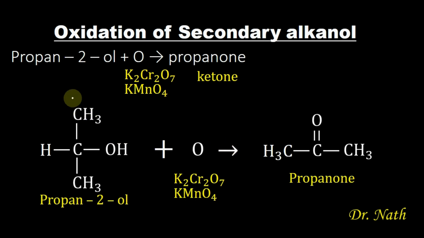So structurally, this is the structure of propan-2-ol. It's a typical example of a secondary alkanol. So when this compound reacts with oxygen supplied by either of these two oxidizing agents, propanone is formed, and this propanone is known as ketone. So this is all about the oxidation of the secondary alkanol.